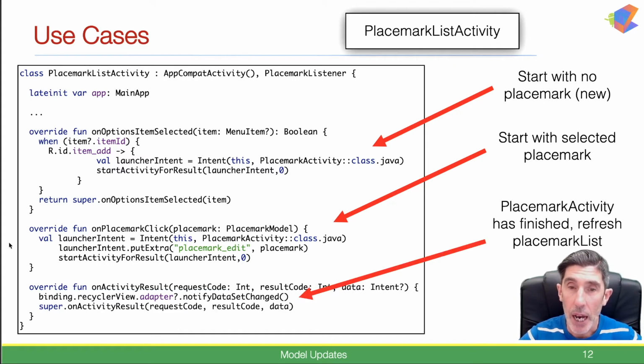Okay. Finally there, when the placemark activity is finished, we refresh placemark list. So when we come back to placemark list activity, we trigger our on activity result, and we call notify dataset change to update our adapter and ultimately the list. Okay.